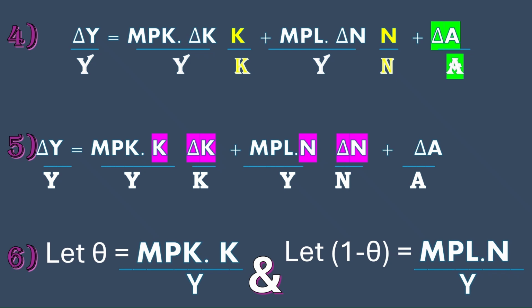Step 6, important step. You're going to say let theta equal MPK times K divided by Y. It's this part here of the equation. And you're going to say let 1 minus theta equal MPL times N divided by Y, which is this part of the equation right here.